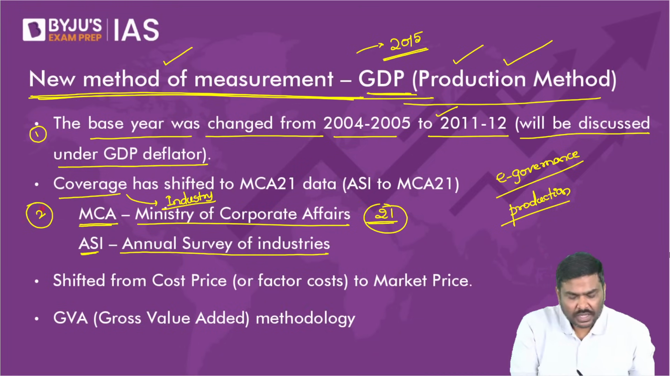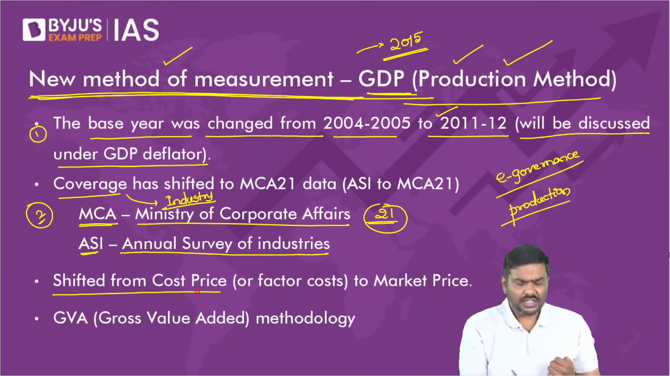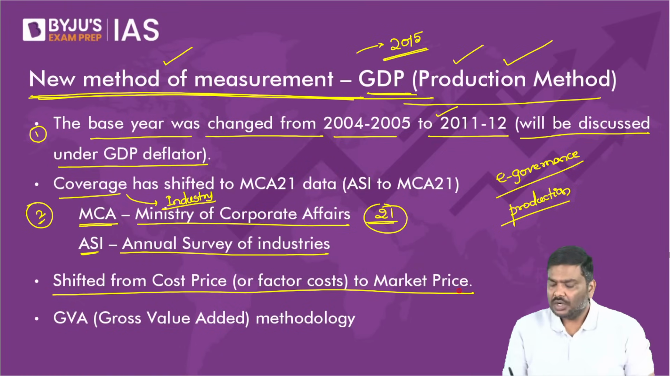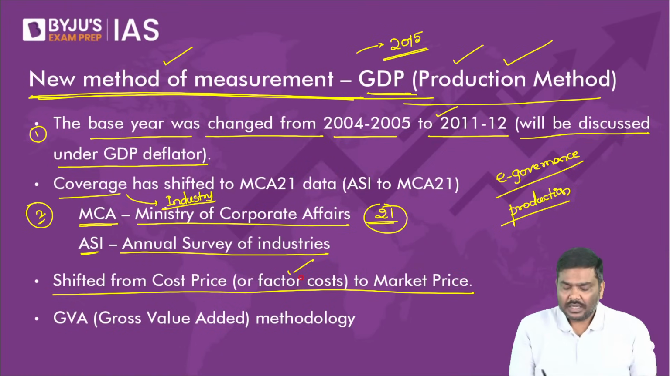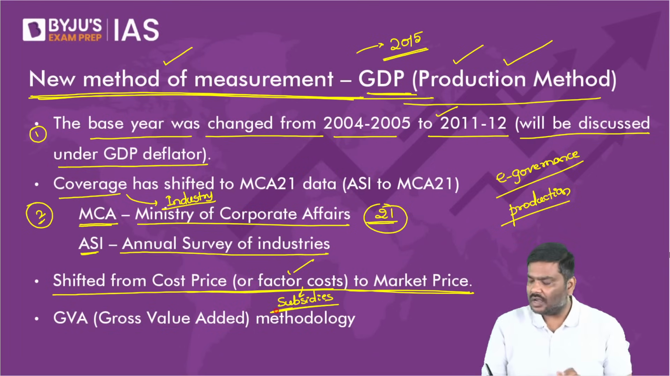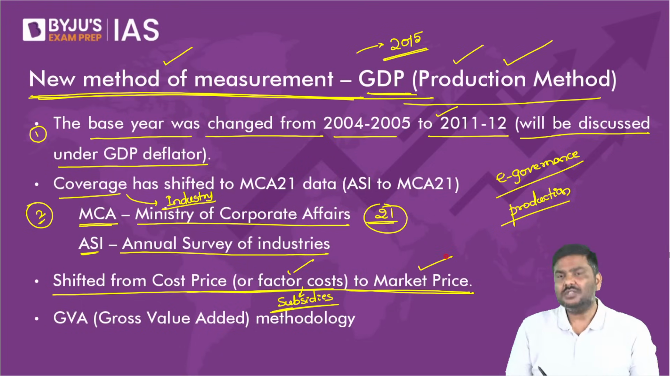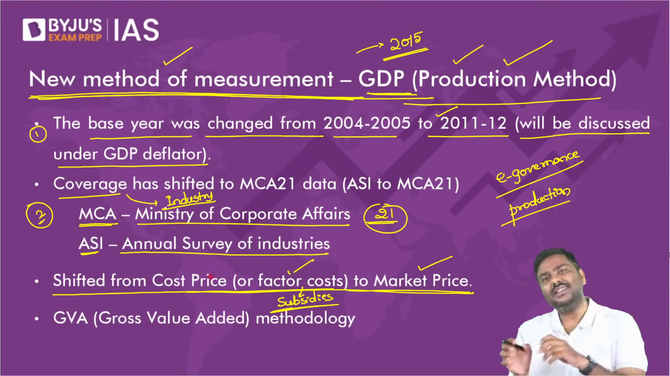Third one, shifted from the cost price to the market price. Now, what is this cost price? Factor cost, and subsidies were generally considered earlier. Factor cost and subsidies were considered earlier. Now we are considering market prices. Now, what is the basic difference between the cost price and the market price?